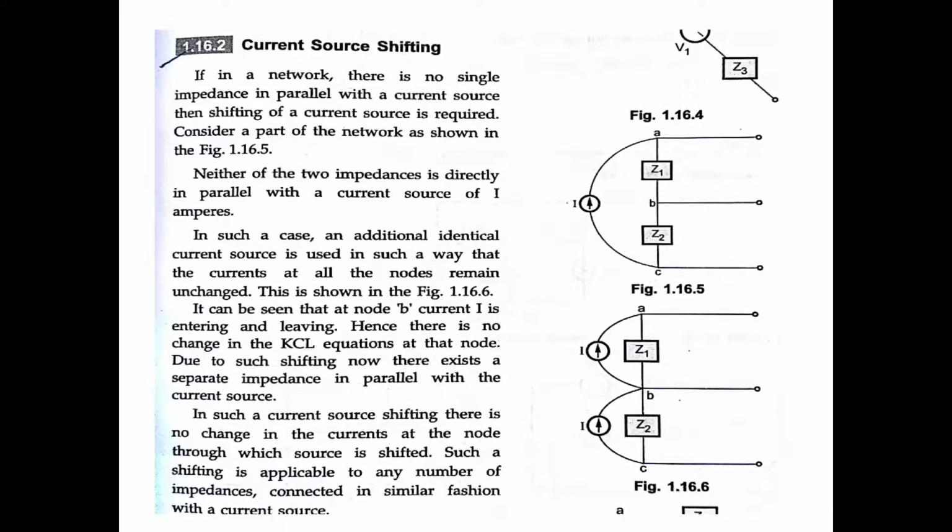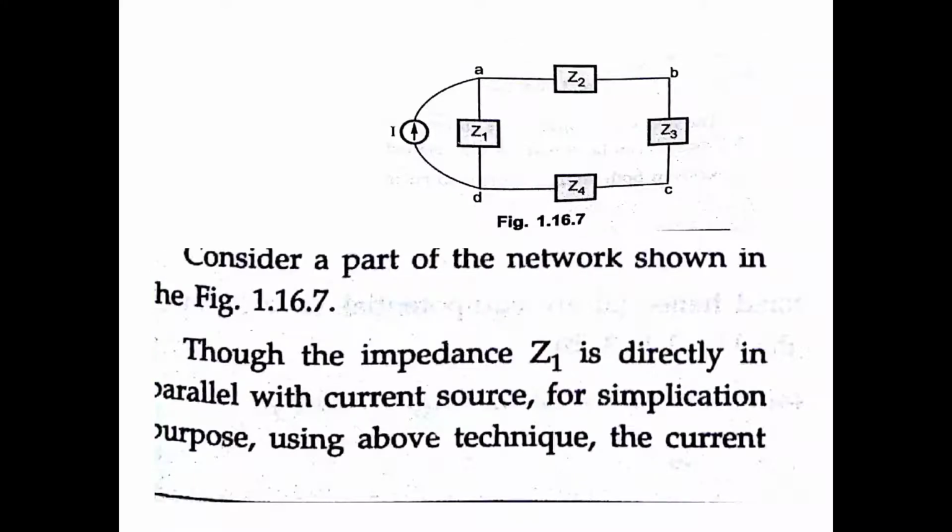In such a case, an additional identical current source is added. Here, Z1 has current I through it, Z2 also has current I through it, and these are parallel sources. Applying KCL at that node, due to such shifting there now exists a separate impedance in parallel with the current source. Z1 is parallel with I, Z2 is parallel with I. In such current source shifting, there is no change in the currents at the node through which the source is shifted. Such shifting is applicable to any number of impedances connected to a similar current source.